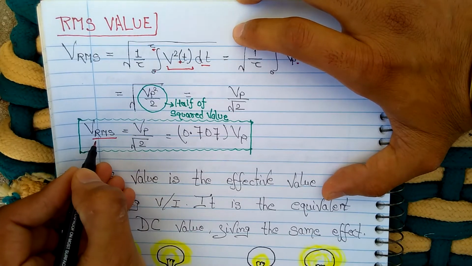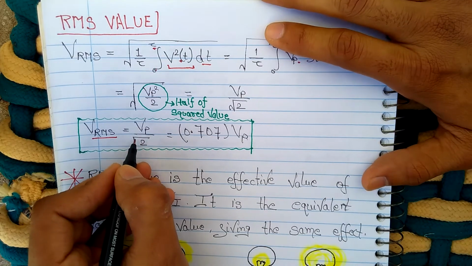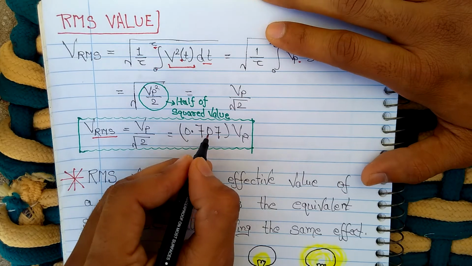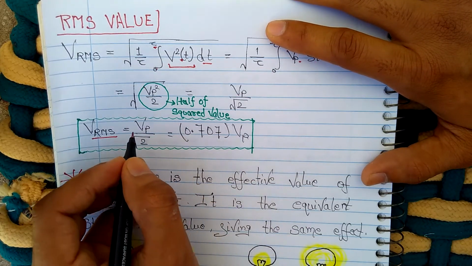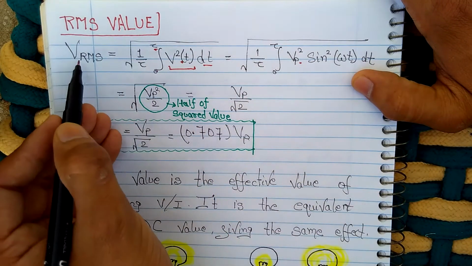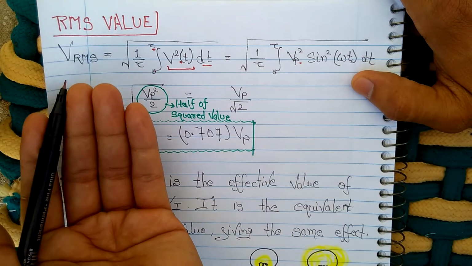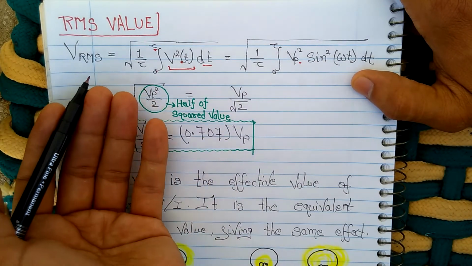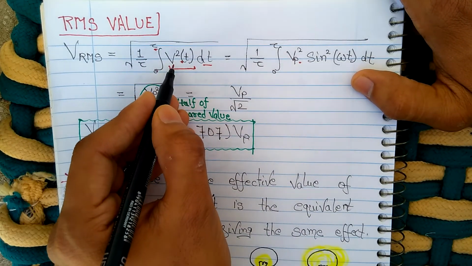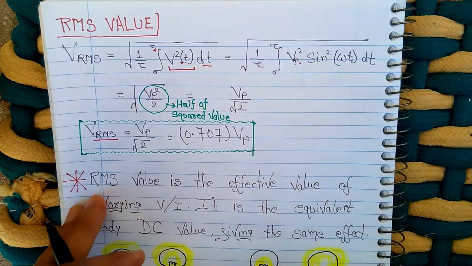That is, the RMS value of a waveform is 1 by root 2 of its peak value, that is 0.707 times the peak value. It stands for only the sinusoidal waveform, because in the equation we used to find the RMS value, we have put the value of V as sinusoidal. If you have to find the RMS value of some other waveform, maybe triangular, maybe sawtooth, maybe rectangular, then put that equation in this place. That will come out to be something different.